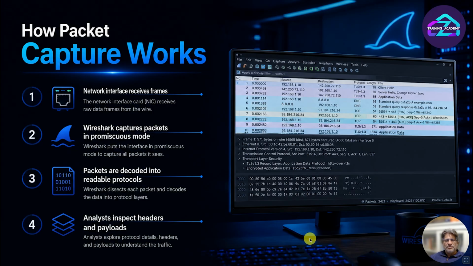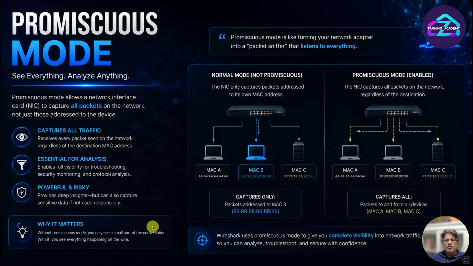So how does the packet capture actually work? The network interface receives the frame, right? Your network card will receive the raw data frames from the wire. It will capture the packets in what is called promiscuous mode. I'll explain what that is in just a moment. Packets are decoded into readable protocols, as you can see over here. And the analyst, which is going to be you and I, will inspect that information and figure out what's going on. So what is promiscuous mode?